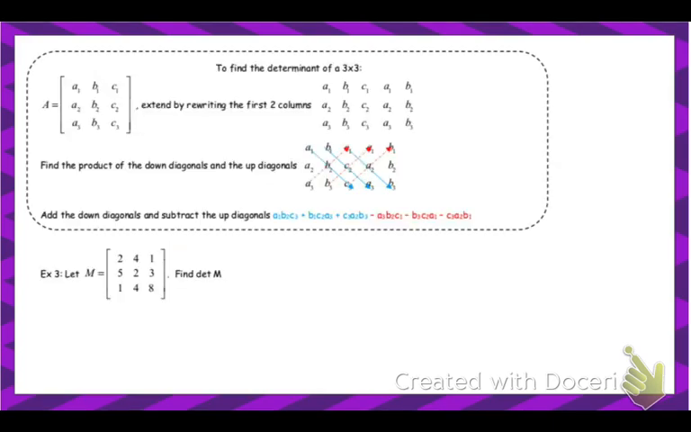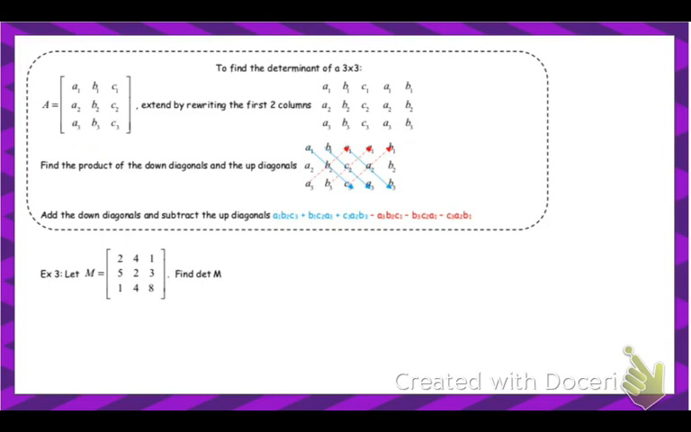All right, so now we're going to look at the determinant of a 3 by 3. So it's going to be very similar, but we need to do a couple extra steps. So what we'll do, we'll take our 3 by 3 matrix, but we need to extend it so that we can get these diagonals. So what I'm going to do to extend it is I'm going to take the first column and the second column, and I'm going to rewrite them after the original matrix. So that's going to give us this big grid.